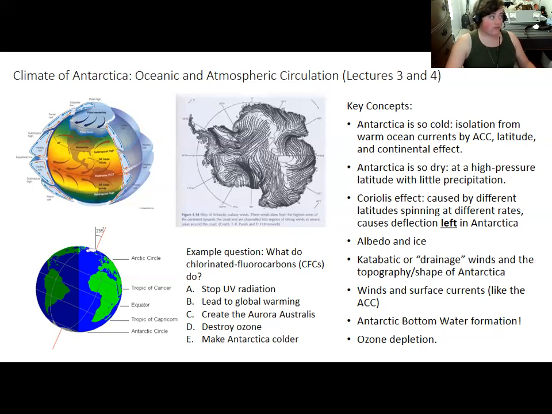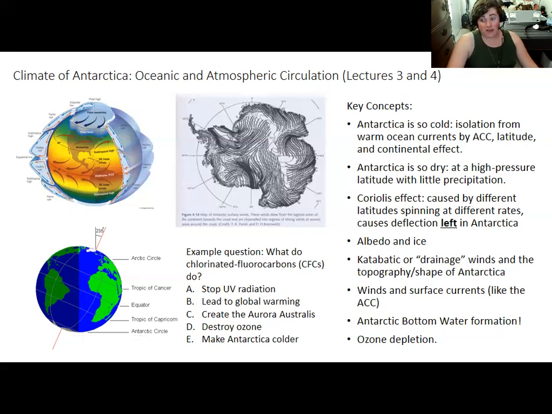So you want to understand what I mean by low pressure versus high pressure. Low pressure is where air is rising, like at the equator or at 60 degrees, and high pressure is where air is falling, like Antarctica or the Arctic, either 90 degrees north or 90 degrees south, or the desert belts that you have at 30 degrees north and south.